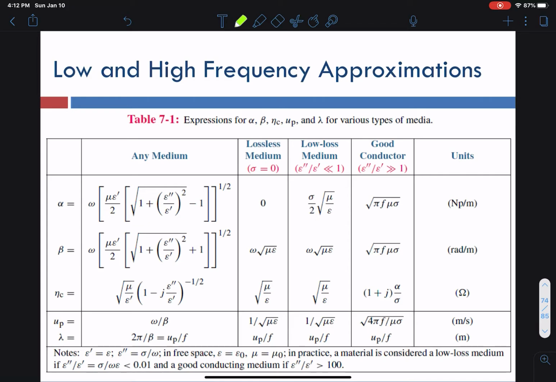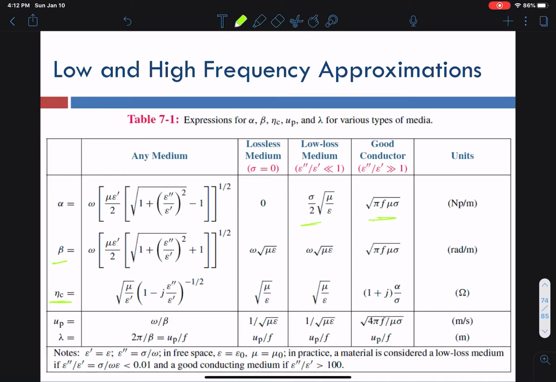So this is the big chart over here: alpha, beta, and eta c, which is the intrinsic impedance of the media. Over here, alpha is for any media. For lossless media, alpha is 0, which means there's no attenuation. Then there's low-loss media, and this is the good conductor. A good conductor is not a good thing for a media to propagate your signal. And beta is there, and eta c is there, which is the intrinsic impedance.